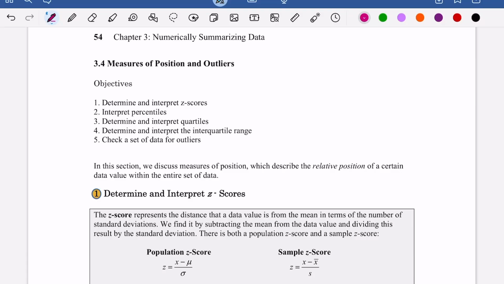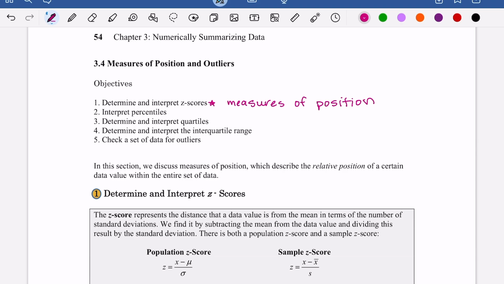Right, now we're going to be talking about measures of position and outliers. Sometimes we want to know how far away something is, without just saying the standard deviation is 15 and the average is 60, so how far is 77? These measures of position are called z-scores, and they tell us how many standard deviations away something is from your average.